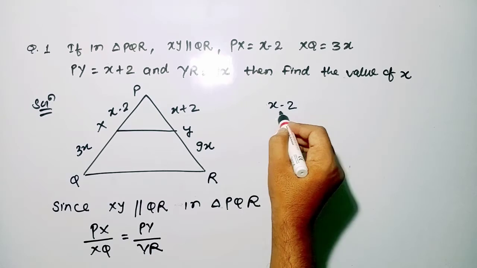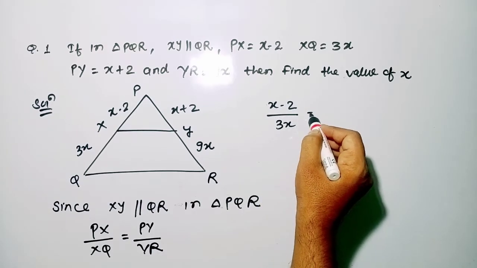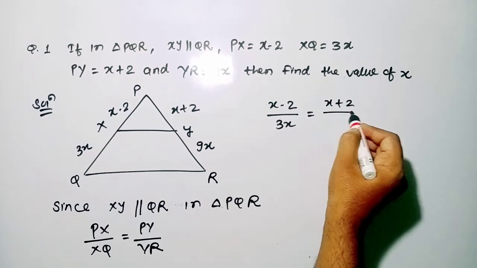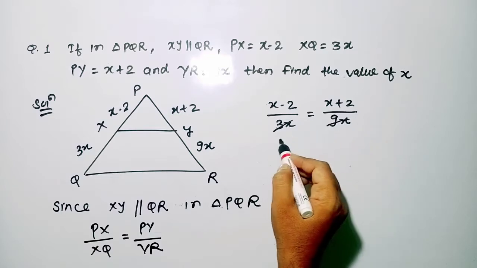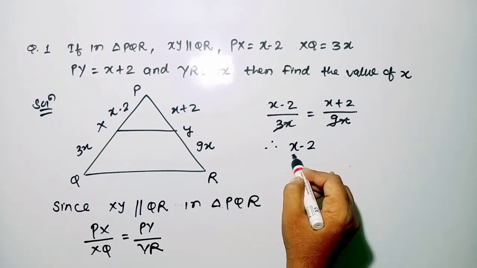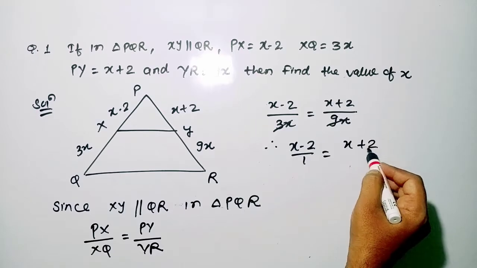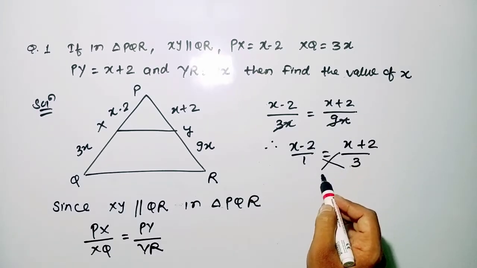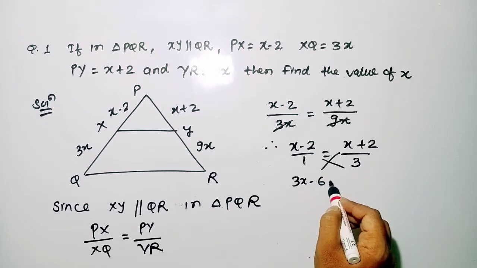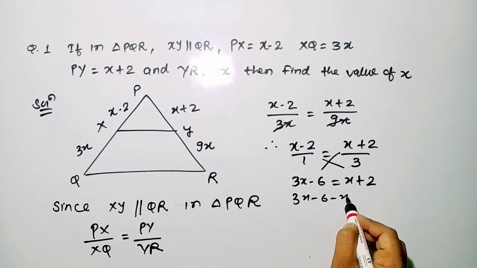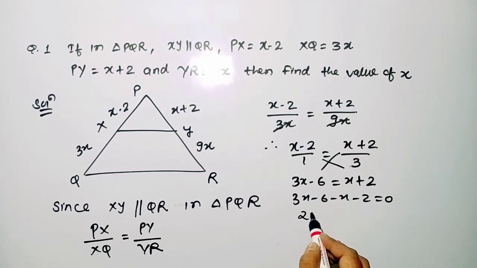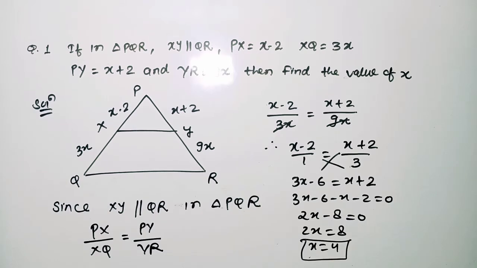Right, students? Now we have to substitute the values of this side, x minus 2 upon 3x and x plus 2 upon 9x. Now doing the cross multiplication over here, otherwise simplifying these things, 9x will be cancelled by 3x. So we are getting x minus 2 upon 1 and x plus 2 by 3. Now doing the cross multiplication, so 3 into x minus 3 into 2, so 3x minus 6 is equal to x plus 2. So 3x minus 6 minus x minus 2 is equal to 0. So 2x minus 8 is equal to 0. So 2x is equal to 8. So x is equal to 4.